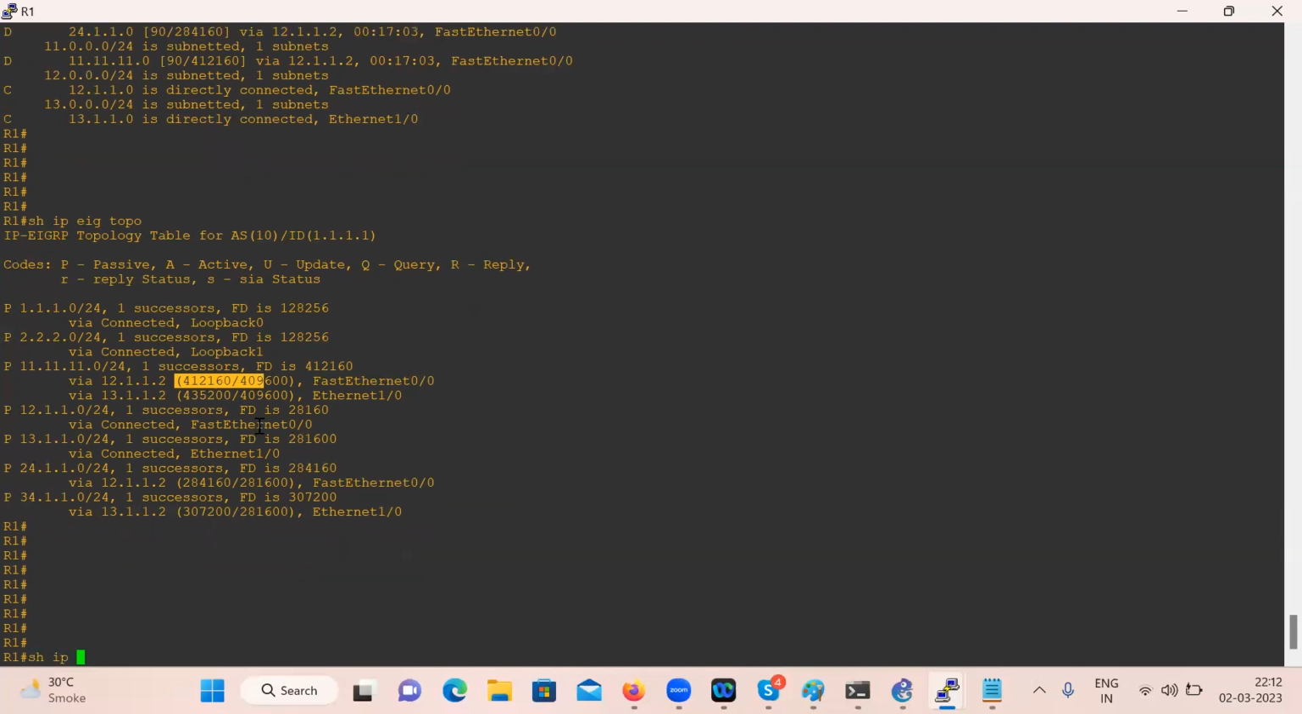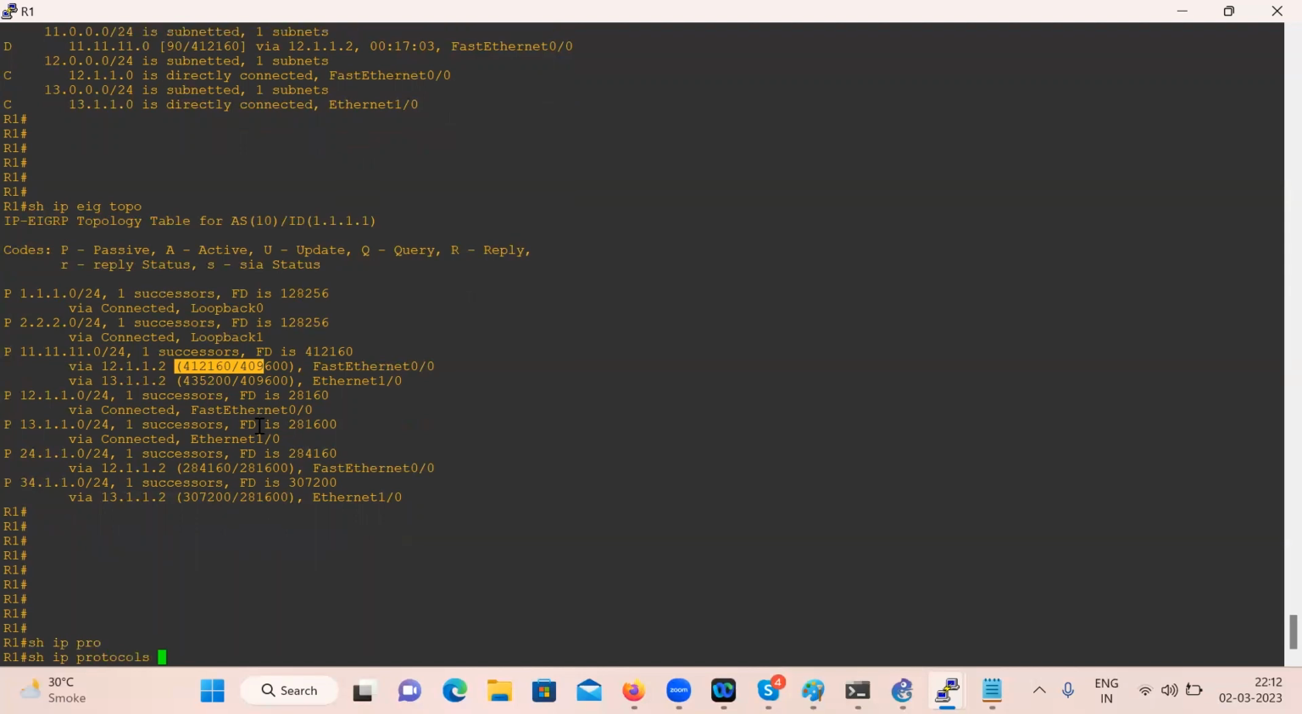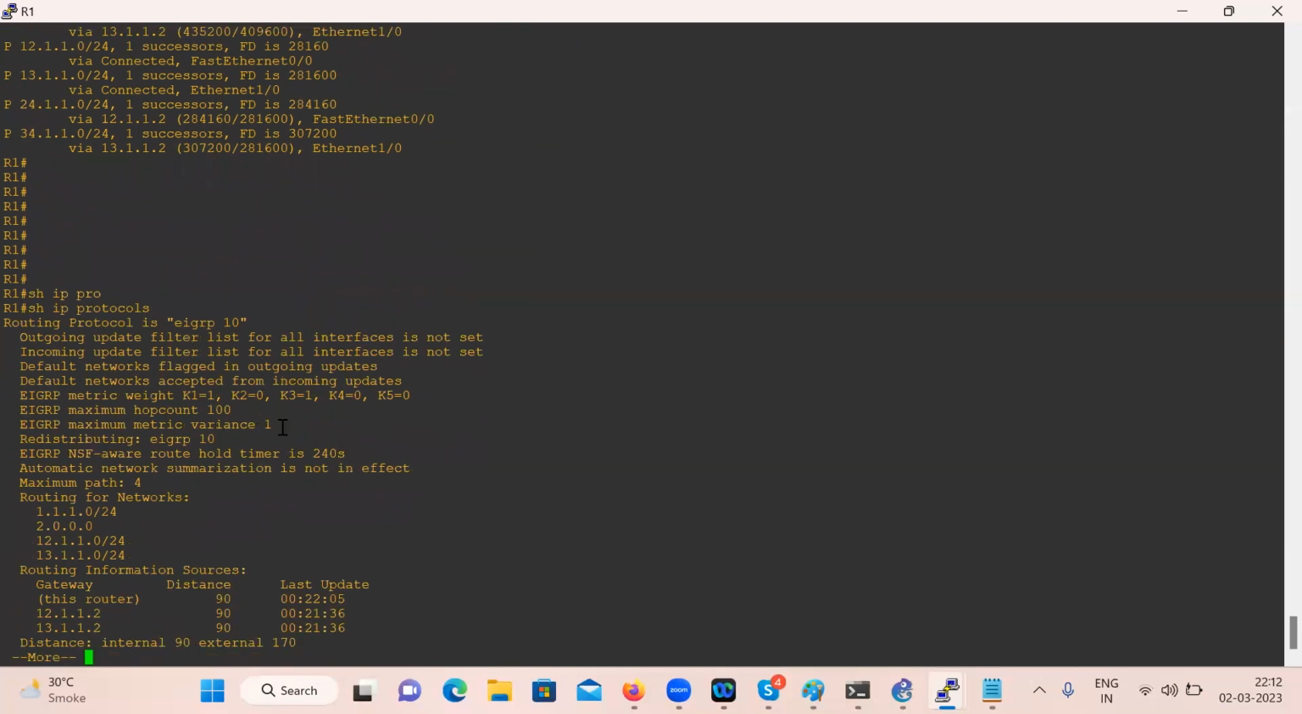Show IP protocol. Maximum path, here it is. How many maximum paths will it select? It will select up to four maximum paths. The default is 4 and it can go up to 16 maximum paths.